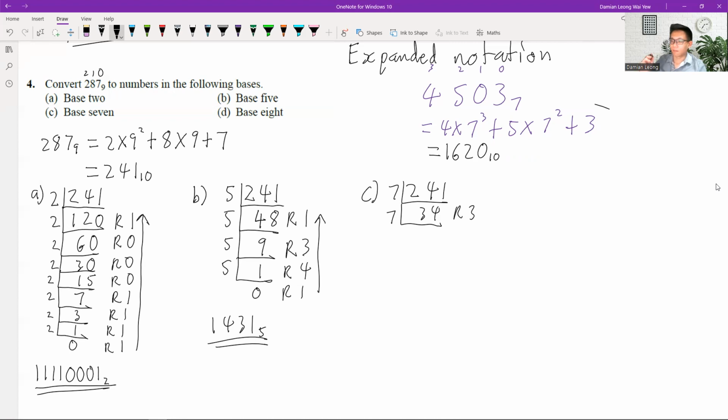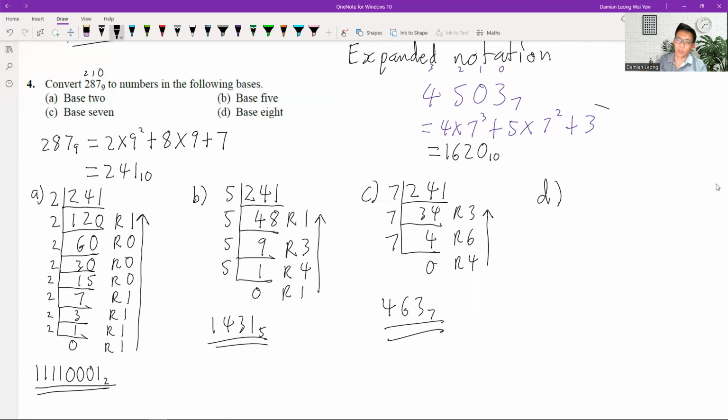Right? So let's get back to this. I continue. 34 divided by 7 is 4, remainder 6. 4 divided by 7, 0, remainder 4. Always divide until you get 0. So remainder from bottom to top, 4, 6, 3 in base 7.